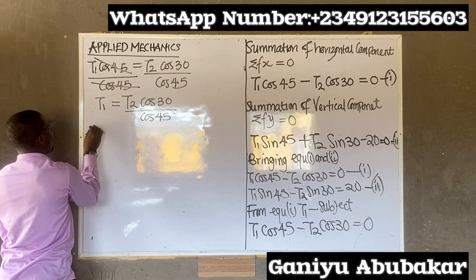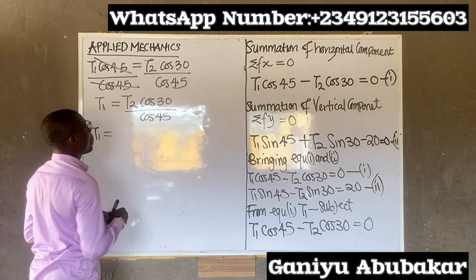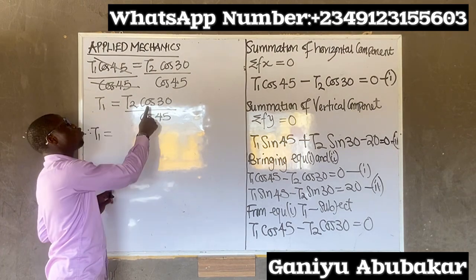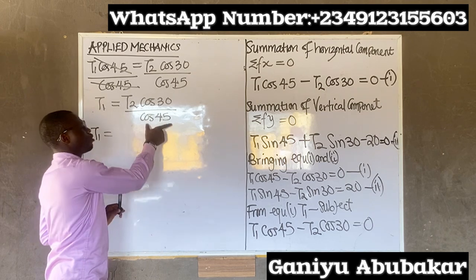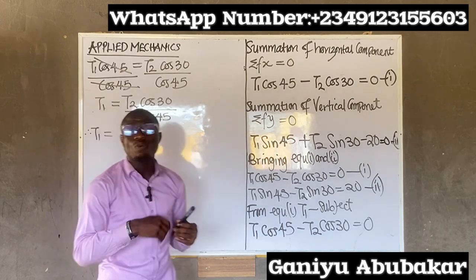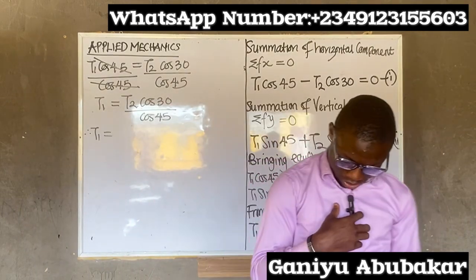Let's get T1 properly. From here, therefore, T1 will be equal to, here's the idea first, cos 30 divided by cos 45. Let's see what our value will be after punching it in, please.